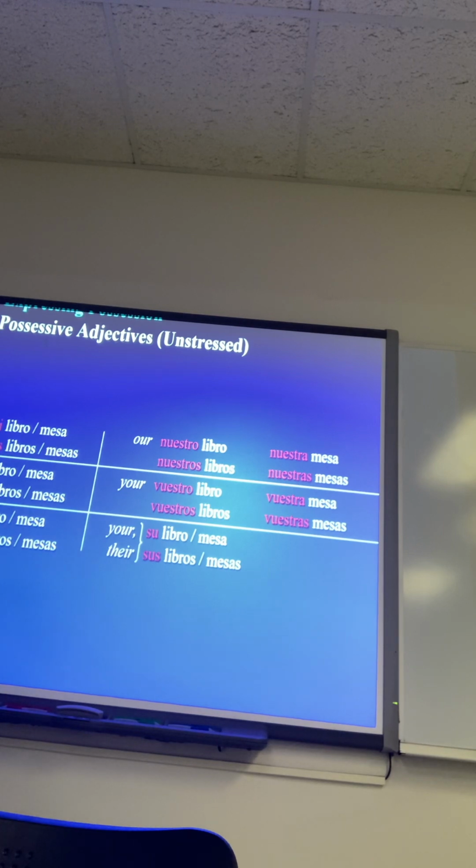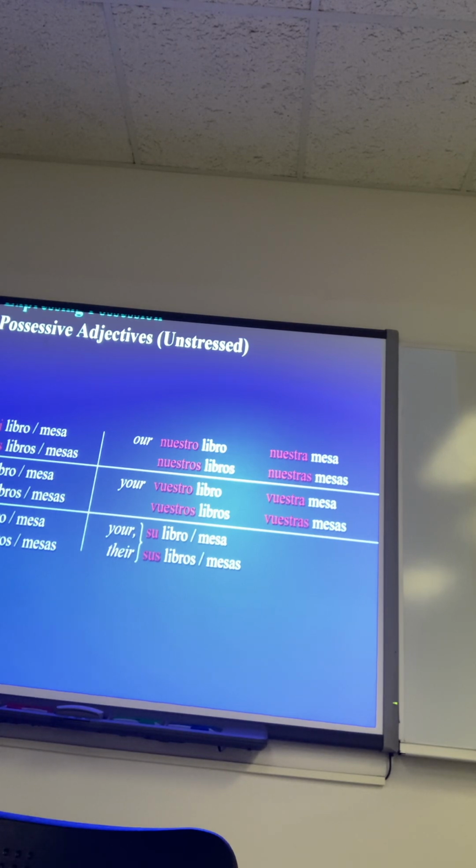Mi papel, my paper. Mis papeles, my papers. There's only one of me, but I'm using the plural form because I have 2 papers. Same thing if I was talking to Elise, tu libro, your book, but I'm assuming she has lots of books in her backpack. Tus libros, your books.